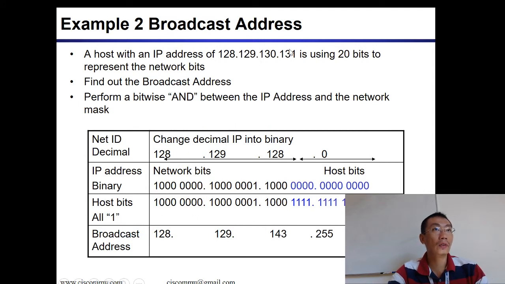The next thing is to find the broadcast address. You take your network address in binary and determine where the host bits and the network bits are. The boundary is here. From here to here is 20 bits of network; you can count, there are 20 digits here, then 12 digits behind. You change the host bits into all 1s, and that will be your broadcast address. From the binary you change to decimal. You only change the host bits; you don't touch the network bits.